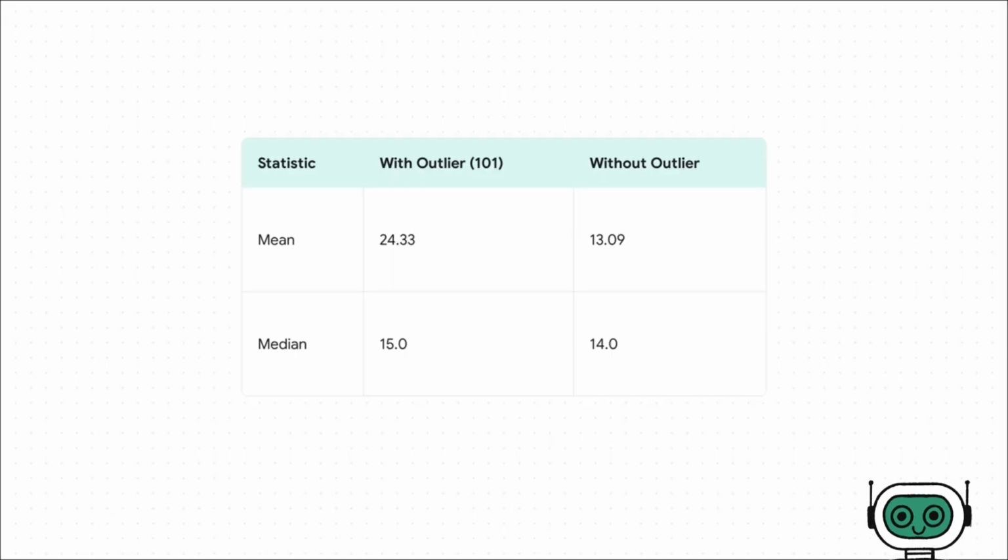And this is where you really see the damage. With that 101 in the mix, the mean, or the average, is over 24. But the moment we take it out, the mean drops all the way down to about 13. That's a huge change. Now, look at the median. It barely budges, just from 15 to 14. This shows you the core problem perfectly. The mean gets totally dragged around by outliers, but the median, it's solid, it's robust.